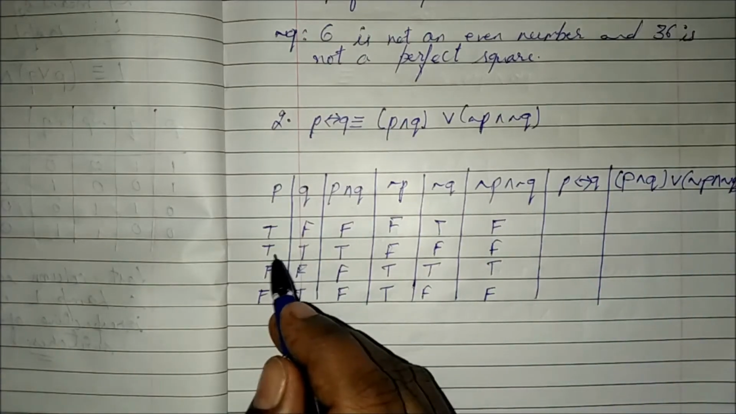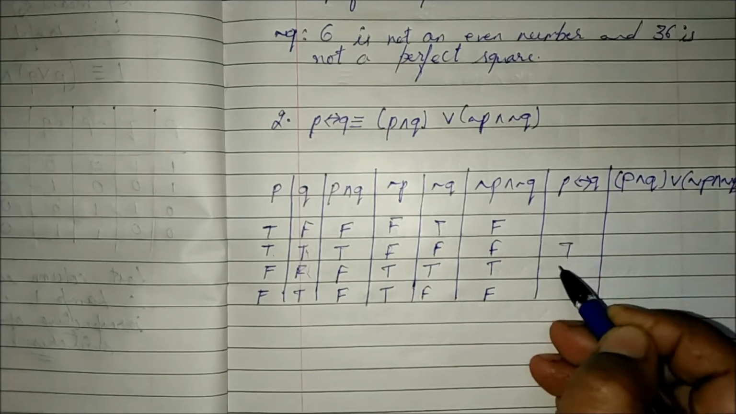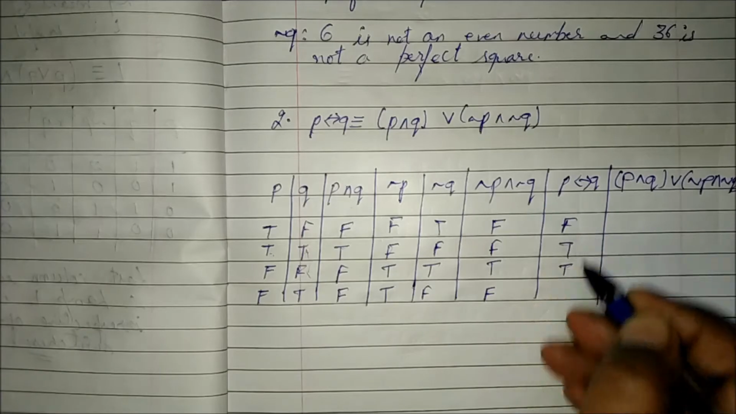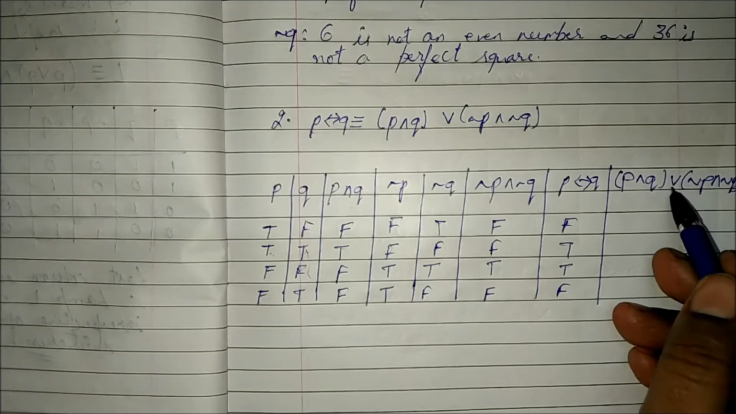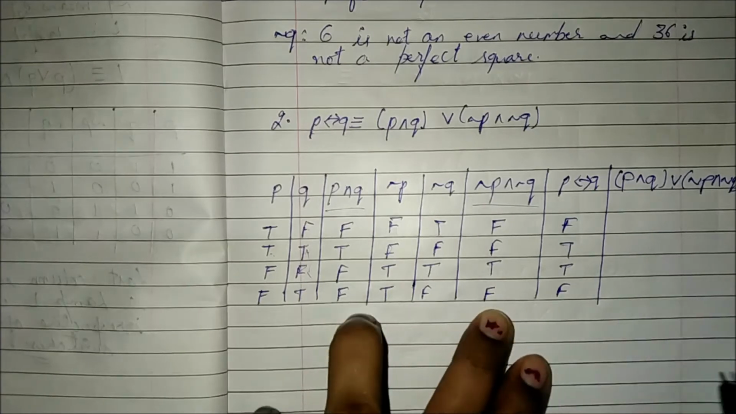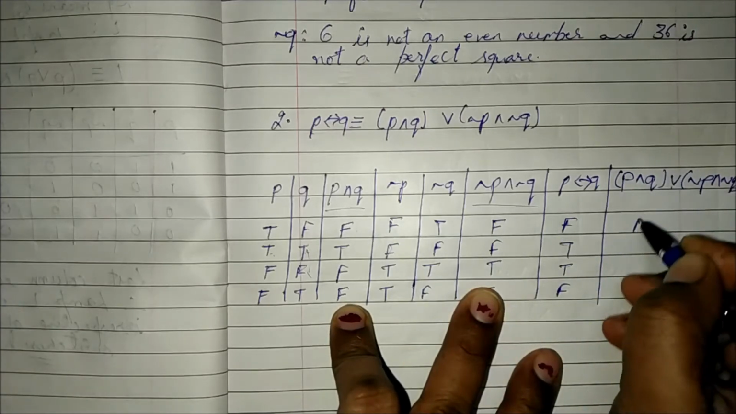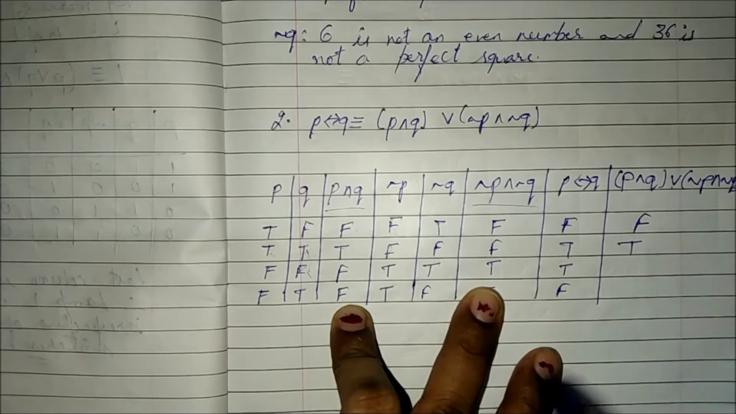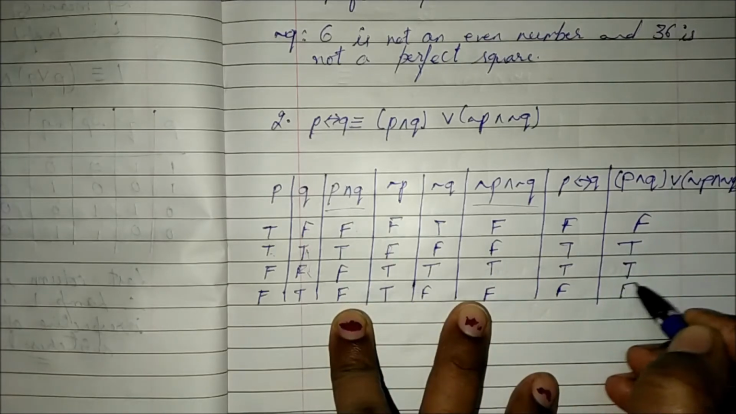That means where both the P and Q are same, this is true. So in these two cases, it is true because T and T gives true, F and F is true, and in the other cases false. Now we have to take the OR between these two columns. F or F is F. T or F is T, because we are taking OR. F or T is T, F or F is F.